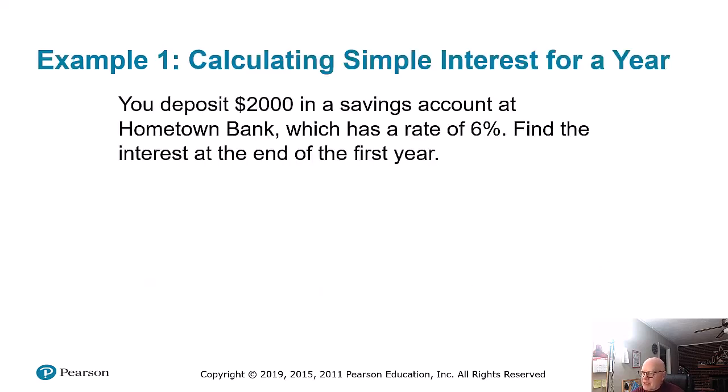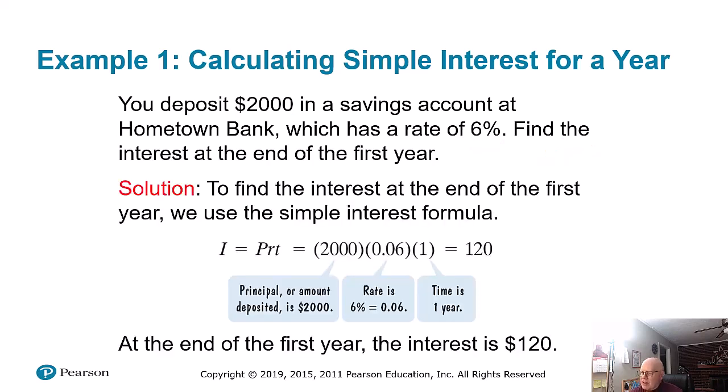Okay, let's start with an example. Number one, you're going to deposit $2,000 in a savings account and you're going to get 6%. And that's the annual rate of interest. So what is the interest at the end of the first year? How do you do that? Well, here's the formula. I equals P R T. Remember too, not that it matters number-wise, but that principal is spelled with P-A-L. Okay, moving on. So how do you calculate it?